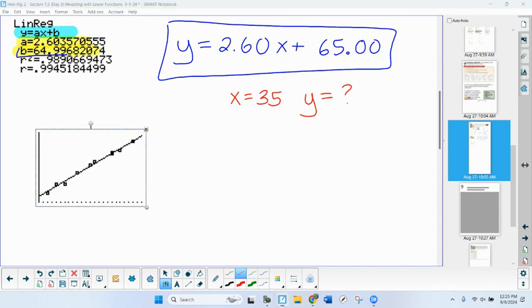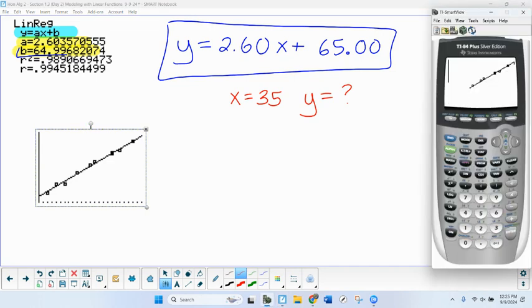Go to second calc. Second calc, that's above the trace button. And you see the first thing says value. Second calc, value. Your calculator is saying, okay, I'm blinking, what do you want X to be? It's above trace, right here. Second calc, number 1. And it's saying, what do you want me to let X be? What are you going to let X be?